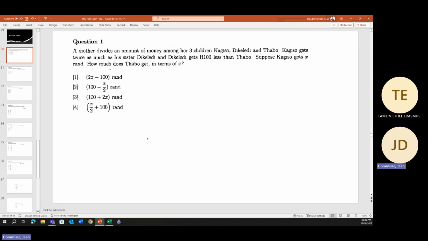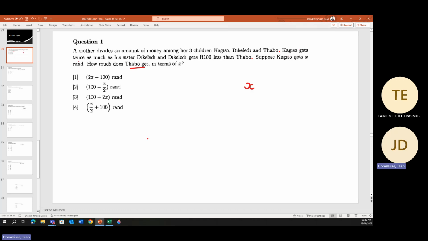So the mother divides an amount of money among her 3 children, Kagiso, Tigeledi, and Tabu. She says Kagiso gets twice as much as his sister, and the sister gets 100 rand less than Tabu. Suppose Kagiso gets X rand, how much does Tabu get in terms of X? Okay, so let's say Kagiso gets X.